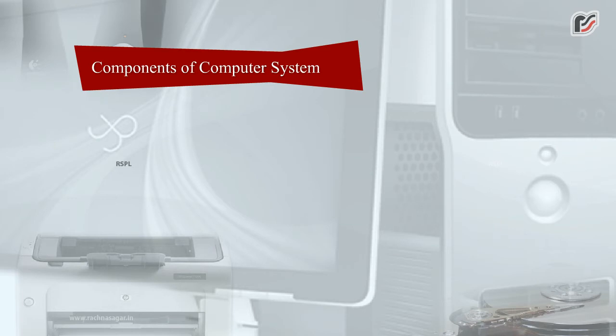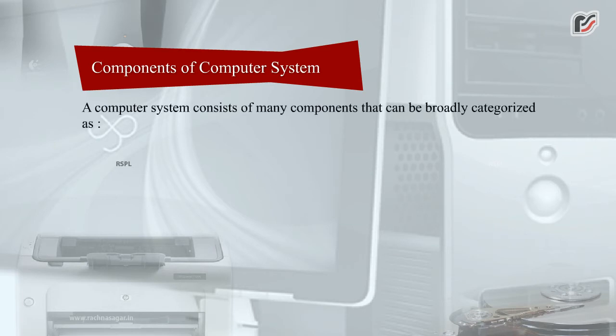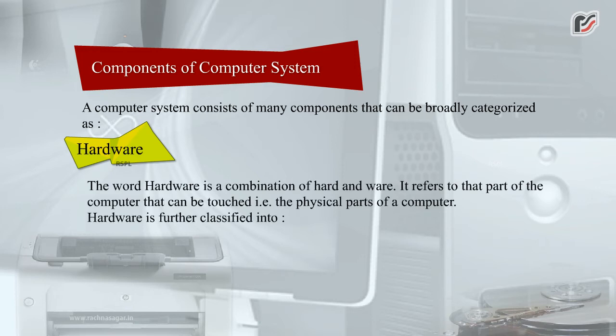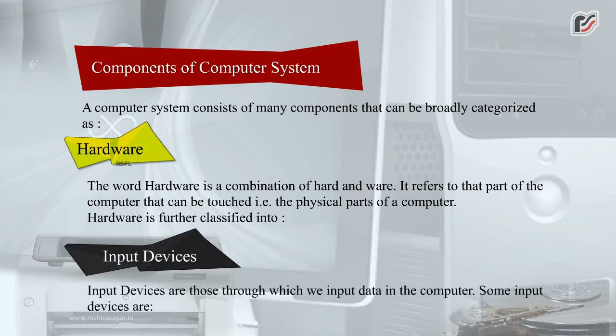Components of computer system. A computer system consists of many components that can be broadly categorized as hardware. The word hardware is a combination of hard and ware. It refers to that part of the computer that can be touched, that is, the physical parts of a computer. Hardware is further classified into input devices. Input devices are those through which we input data in the computer.